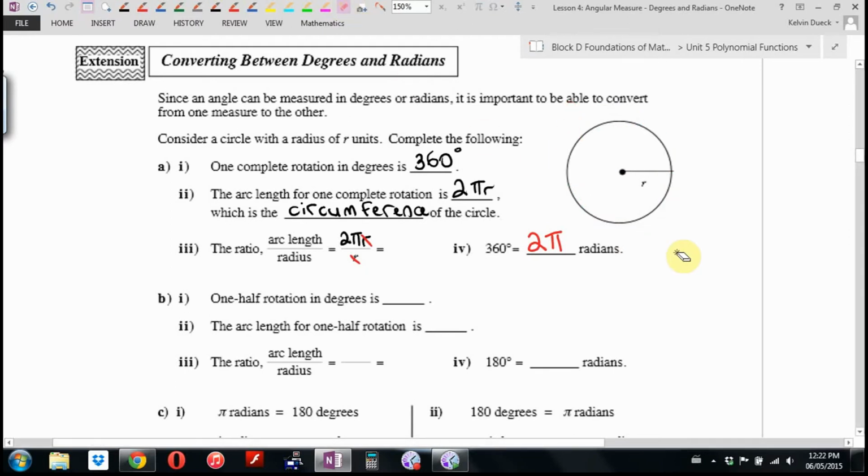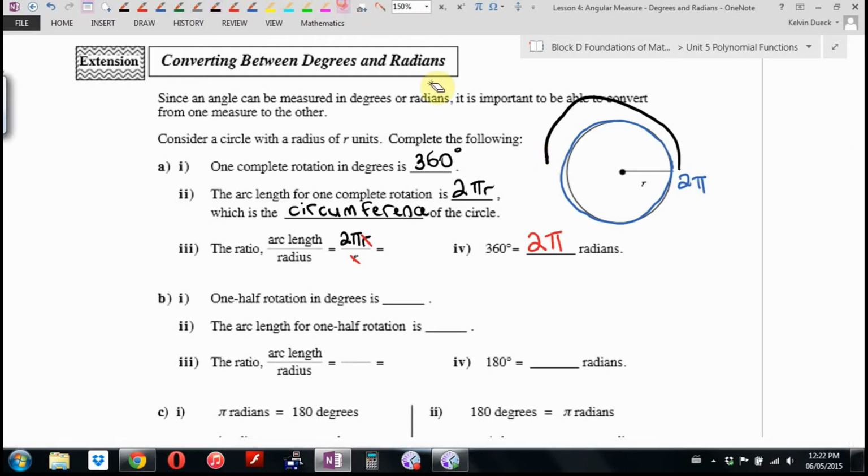Okay. So, look up, if all of this is 2 pi, let's try that again because the color was supposed to change, then how big is half a circle? How big is 180 degrees? 1 pi. That's the conversion factor we're going to use.